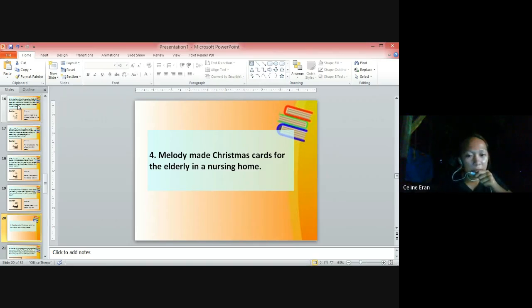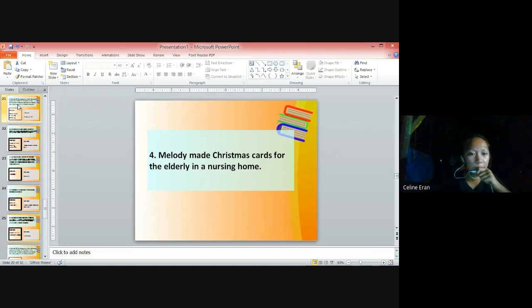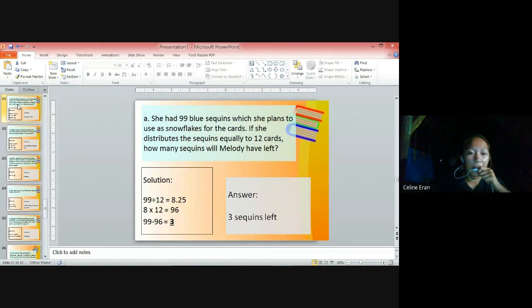Number 4. Melody made Christmas cards for the elderly in the nursing home. A. She had 99 blue sequins which she plans to use as snowflakes for cards. If she distributes the sequins equally to 12 cards, how many sequins will Melody have left? Here is the solution. 99 divided by 12 is equal to 8.25, and 8 times 12 equals 96, and 99 minus 96 is equal to 3. So the answer is 3 sequins left.